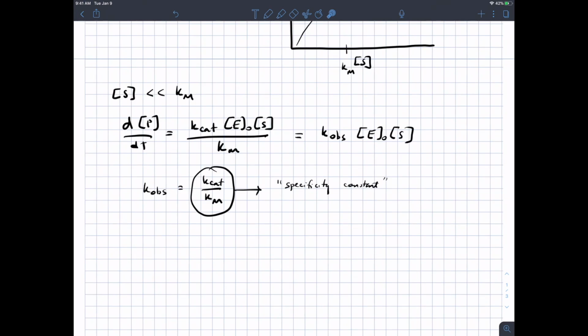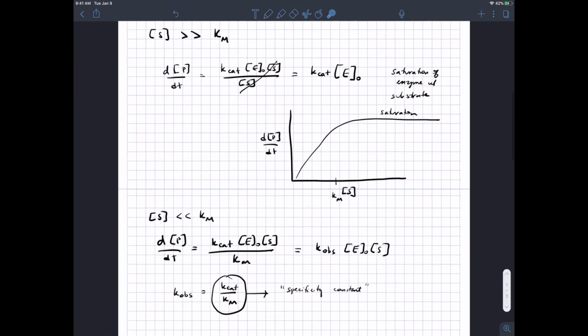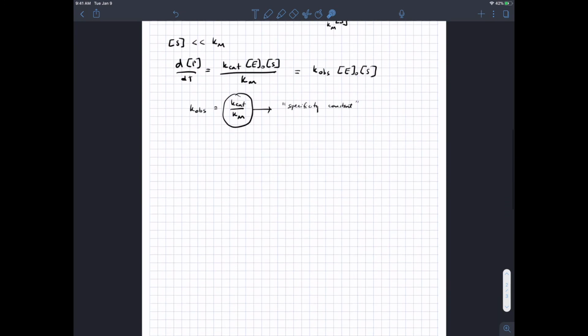From an evolutionary perspective, whether your substrate concentration is greater than your Michaelis constant or less than your Michaelis constant influences what kind of pressure evolution might put on your enzyme in order to improve catalysis.